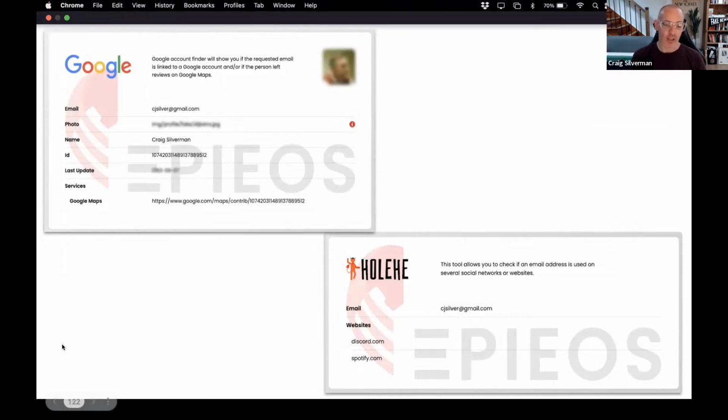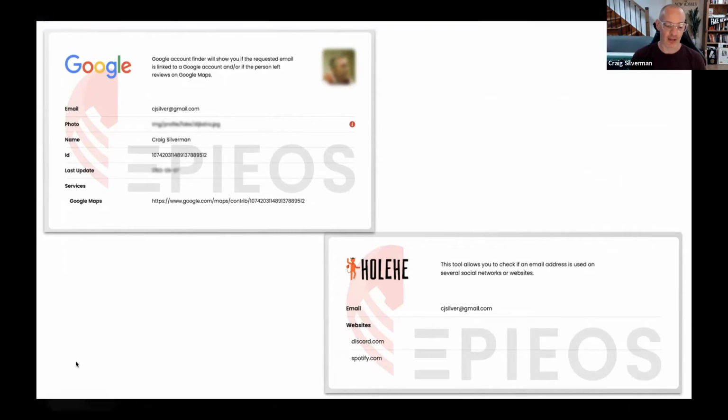And so, in this case, they're able to tell you, here's the Google Maps account associated with this Gmail address. If you sign up for a free account at Epios, it's actually going to also show you if there is a thumbnail image, a photo associated with that Gmail account. So that can be really helpful. And if you look there in the bottom section, it's telling you that email address has an account on Discord, which is a kind of online chat tool, and it also has a Spotify account. So cjsilver@gmail.com has a Discord account, has a Spotify account.